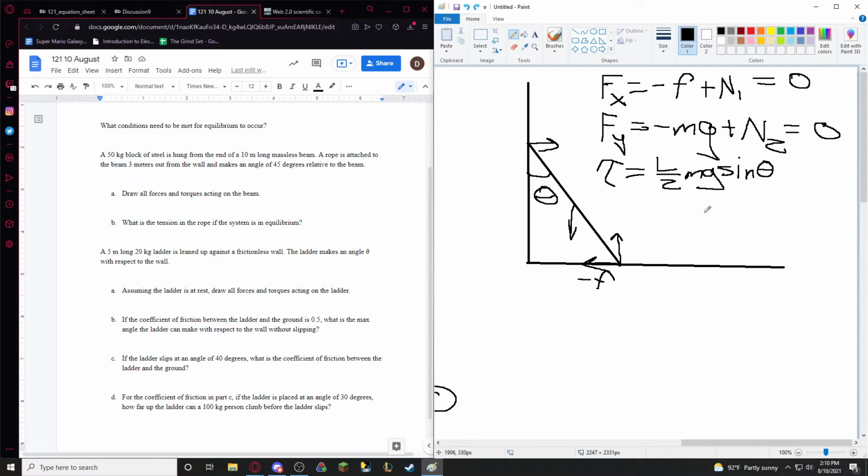Wait, why is it L over 2? Because it's half the length of the ladder. But why half the length of the ladder? Because that's where the weight of the ladder acts. It acts at the center of mass, which is halfway up the ladder. Okay. And then what else?